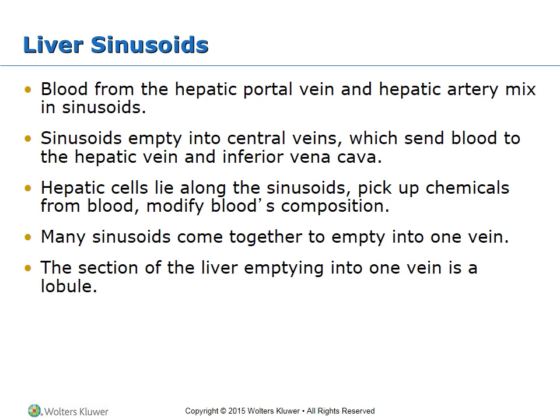So the liver sinusoids, this is where all of it happens as far as the blood mixing and being metabolized, pulling those drugs out, all of the chemicals from the blood, and then all of the sinusoids come together and empty into one vein. So then we see it being circulated through and excreted out through the kidneys after that.